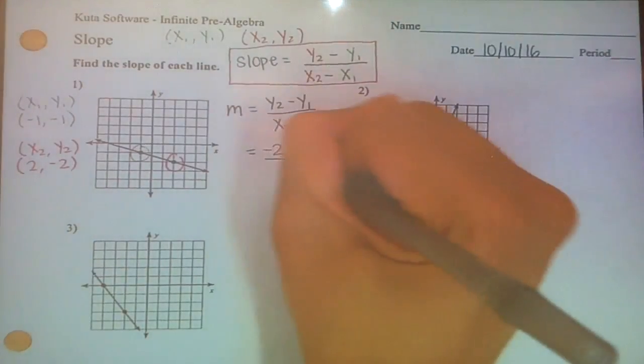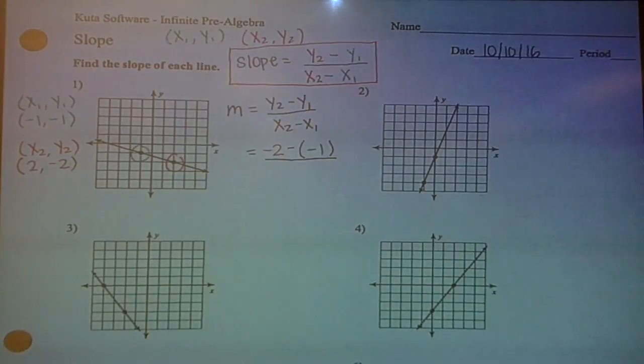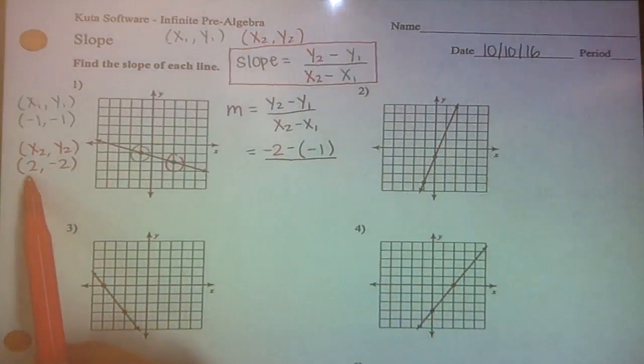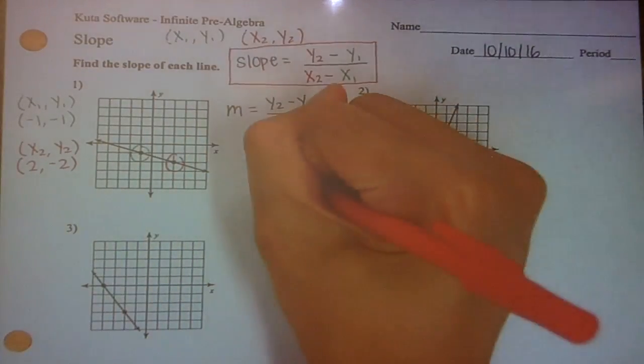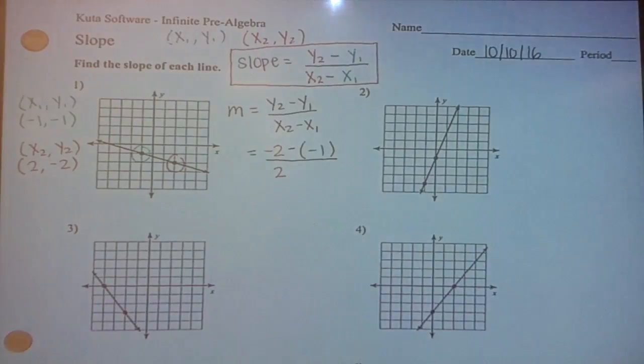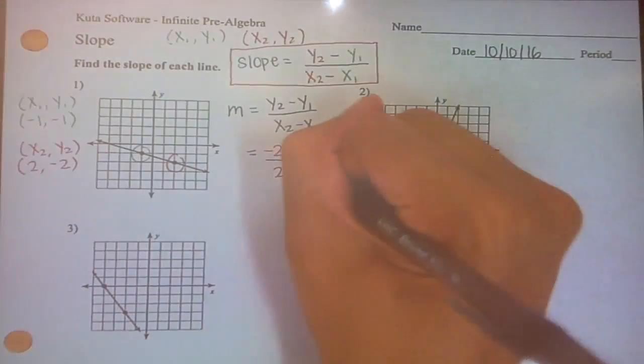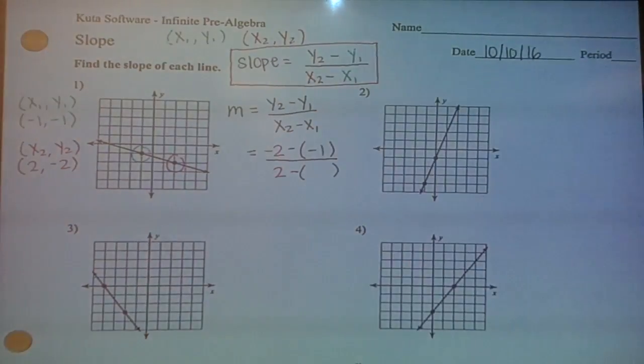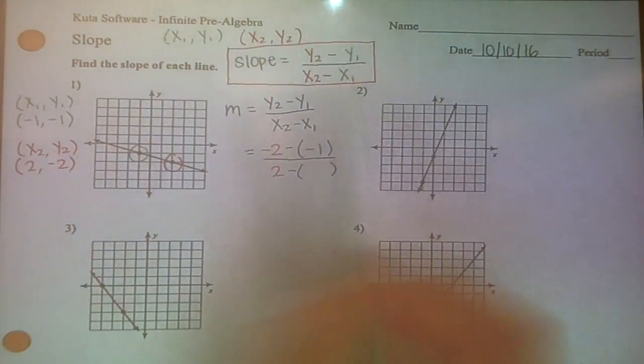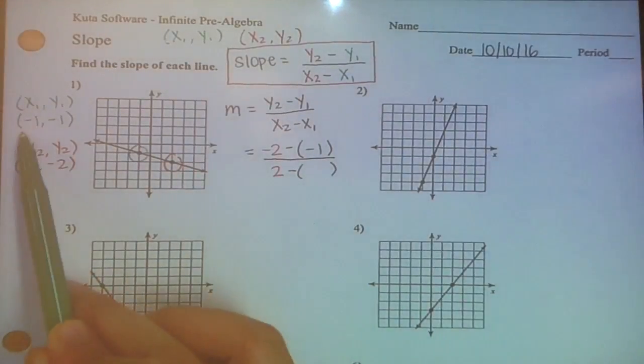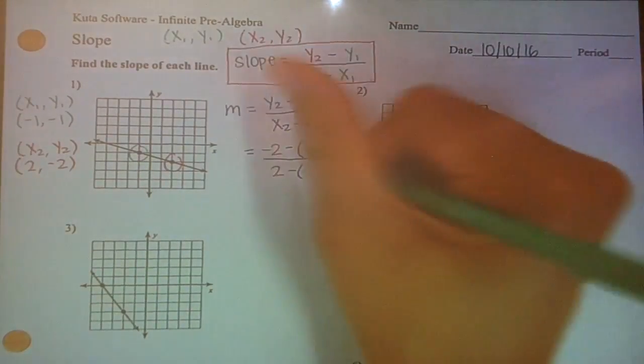Then all of that is over x2. So I find x2, the value is +2, minus, and I'm going to find x1. x1 is over here, and it's -1.